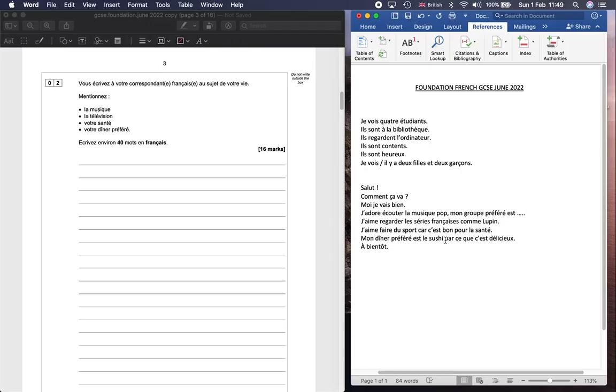Here for dinner, favorite dinner, you can put whatever you like. You can write mon dîner préféré est le riz avec du poulet. That's nice too. Ou le sushi. Actually, if you write le riz et avec du poulet, here it adds 1, 2, 3, 4, 5 words. So that will work too. So here it is for the second exercise. I hope that was helpful.